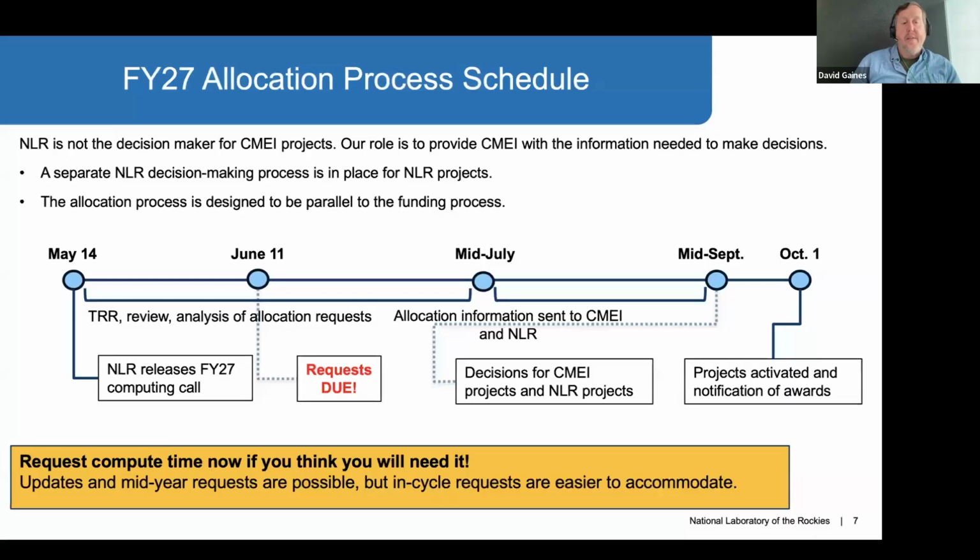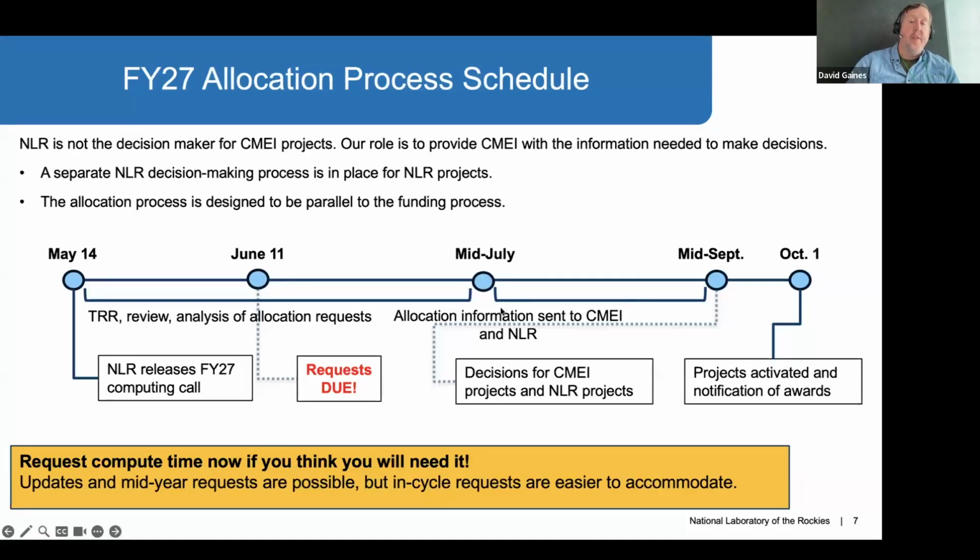From a scheduling perspective, we're right now at May 19th, so I guess we're 5 days into the allocation cycle. It started on May 14th, and we'll be accepting allocations till at least June 11th. During this time, between May and mid-July, we'll be doing all of the technical readiness reviews, internal reviews, as well as analysis of all the allocation requests.